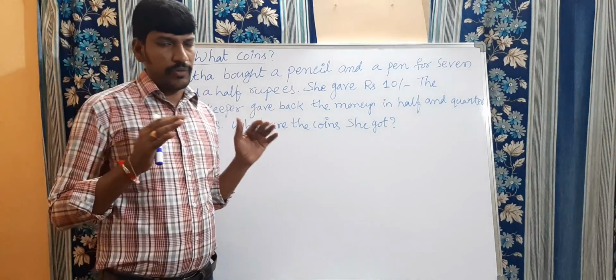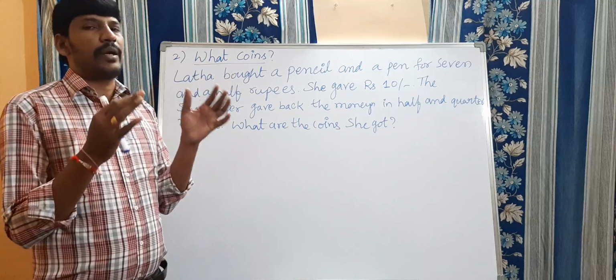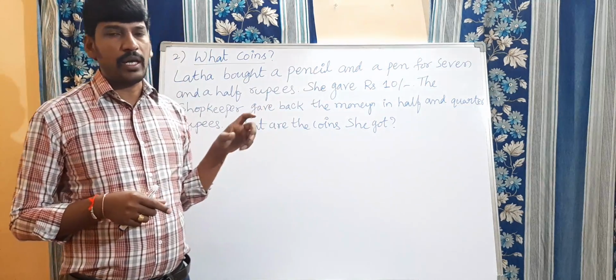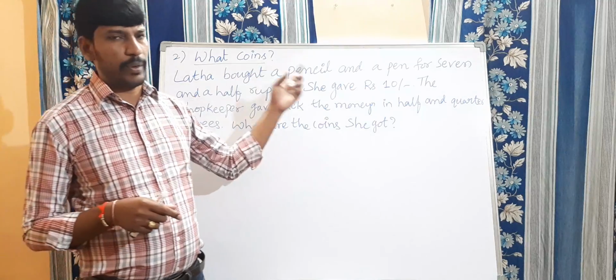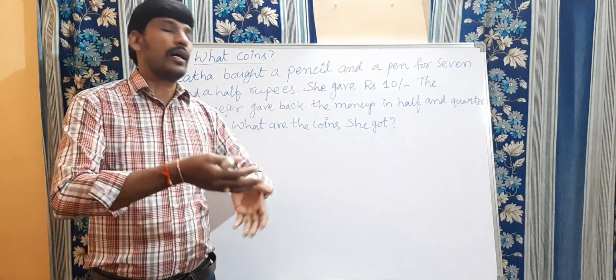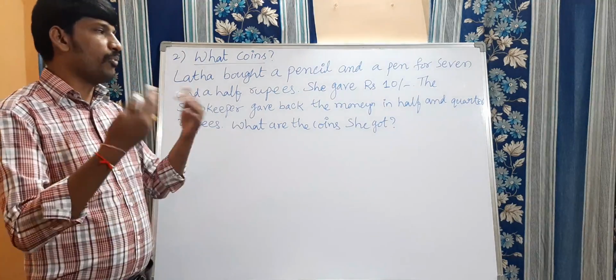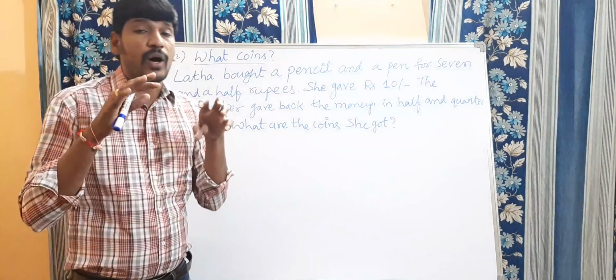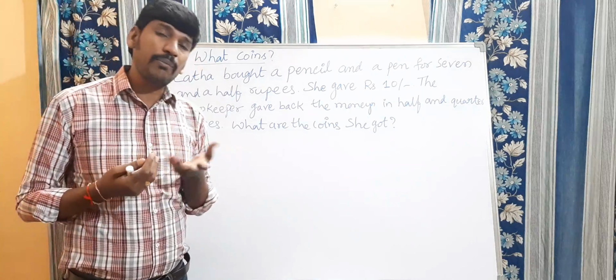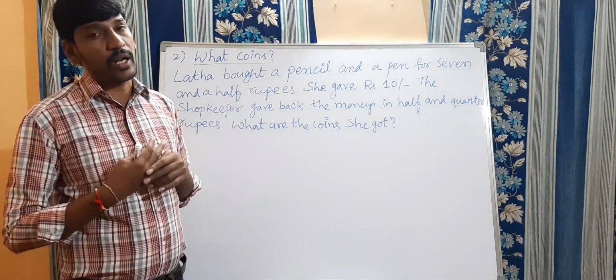Here, look at here everyone. Lata went to the shop and bought a pencil and a pen for 7.5 rupees. She doesn't have change, she has only a 10 rupee note. So she gave the shopkeeper the 10 rupee note, and the shopkeeper gave back money in half and quarter rupees only. What is meant by half rupee? What is meant by quarter rupee?